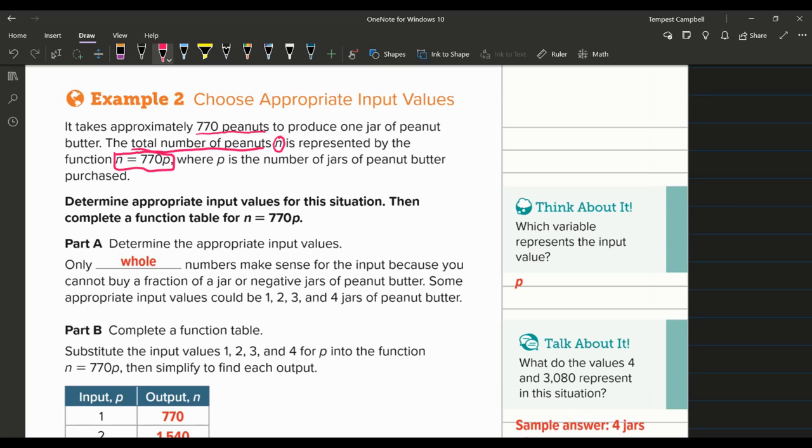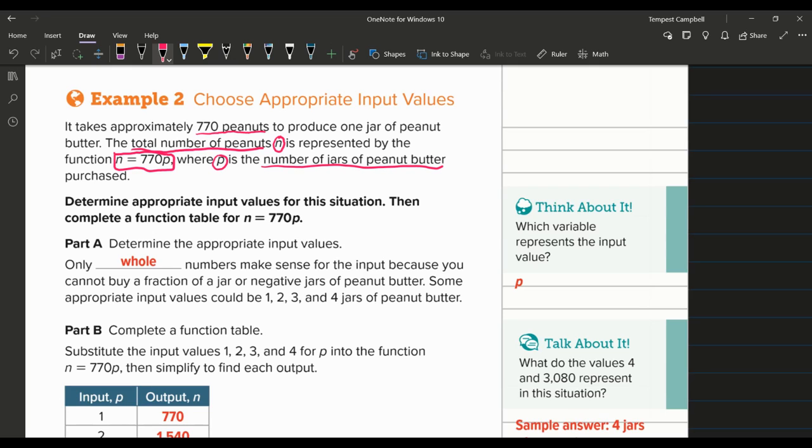So what does P stand for? N is our total number of peanuts, so P must stand for our jars of peanut butter. It doesn't tell us that, but oh yes it does, right here. P is the number of jars of peanut butter. Don't forget to read the whole problem.